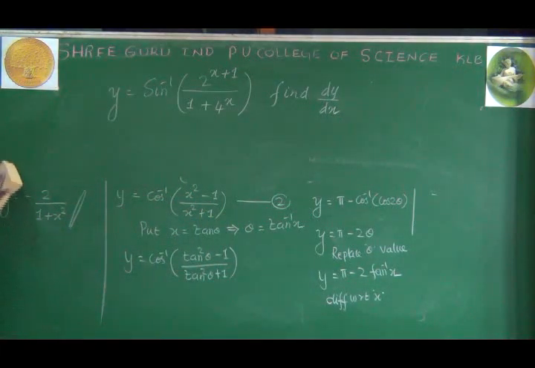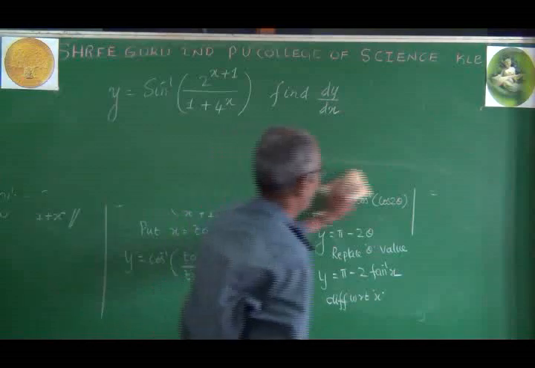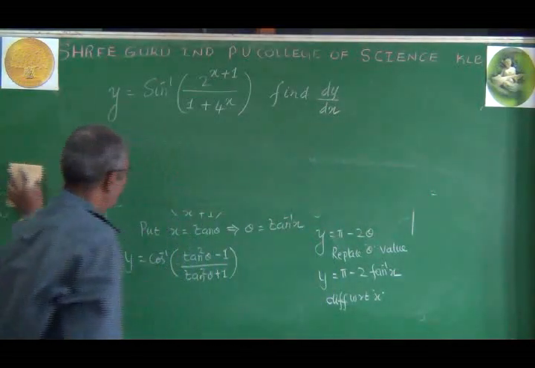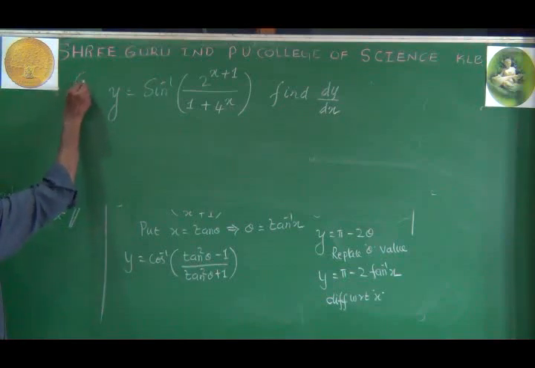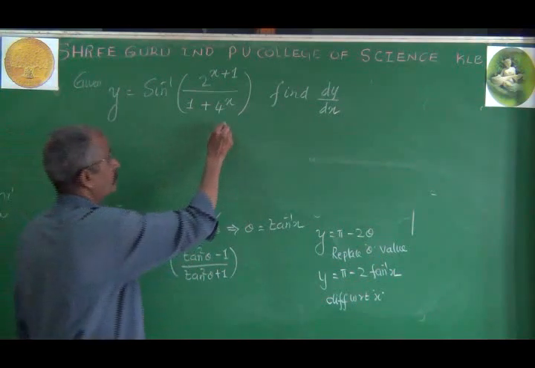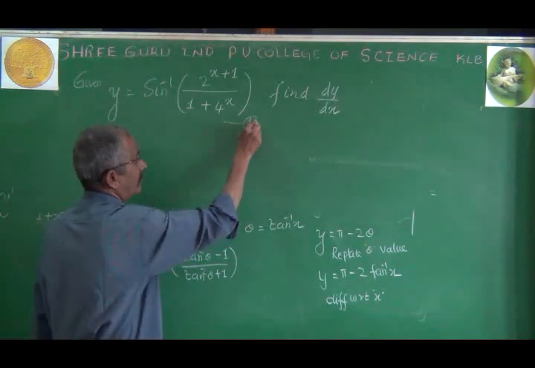Solution. Consider the given function. What is the given function? y equals sine inverse of (2 to the power x plus 1) divided by (1 plus 4 to the power of x). Call this 1.